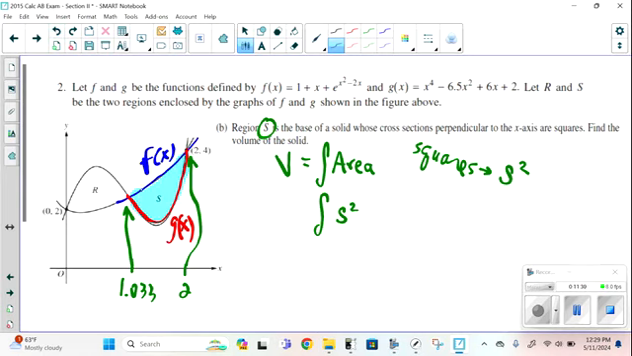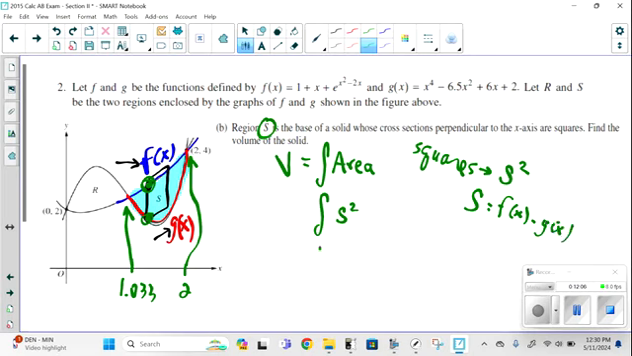What is the length of the side of this square? From here to here is the side. It pops up. That length is whatever f of x is minus the value of g of x. Let me say that one more time. It's whatever f of x is minus whatever g of x is. So my side is f of x minus g of x.